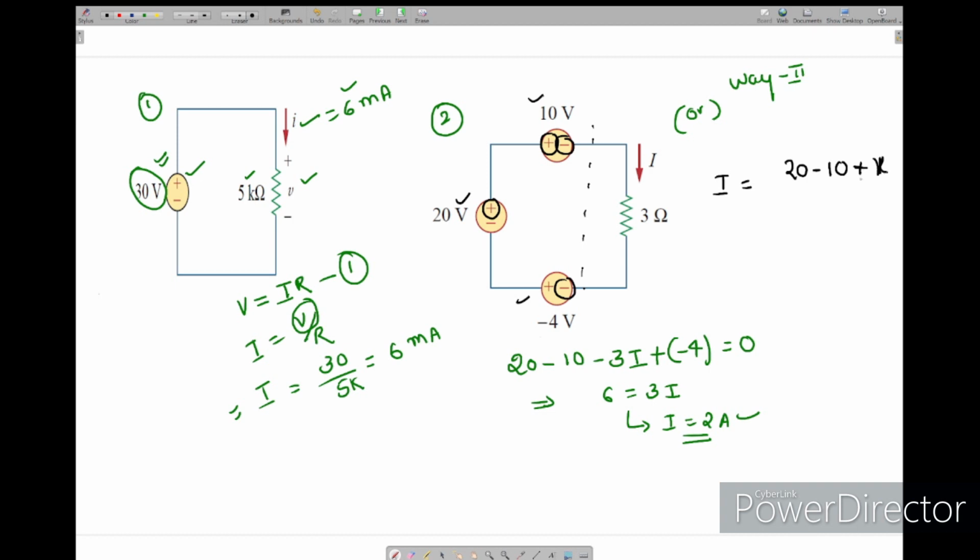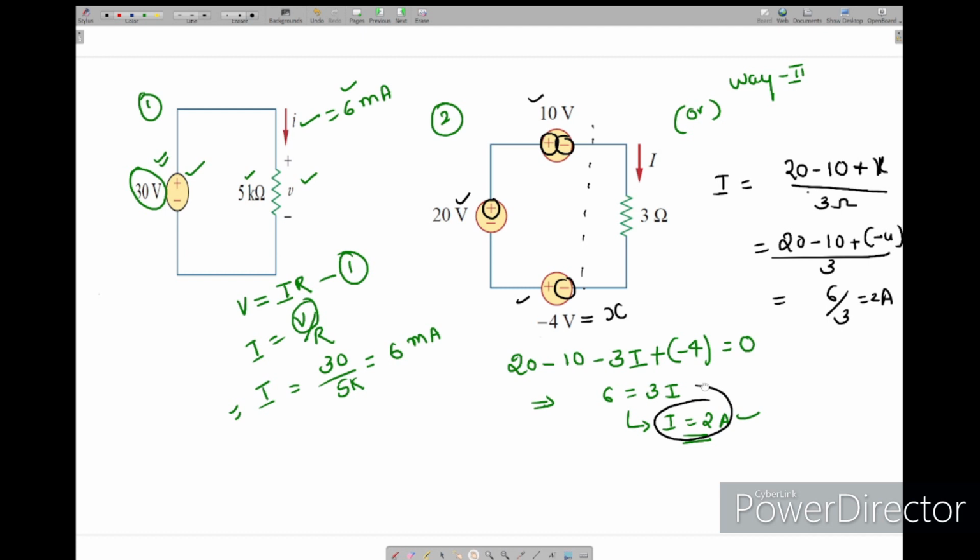I will take this source as x to make you clear. I will take this source x divided by what, 3 ohm resistor. So now 20 minus 10, in place of x you put minus 4, divided by 3. So 20 minus 10, 10 minus 4, 6 by 3, which is 2 amps. So same answer we got here also, 2 amps.